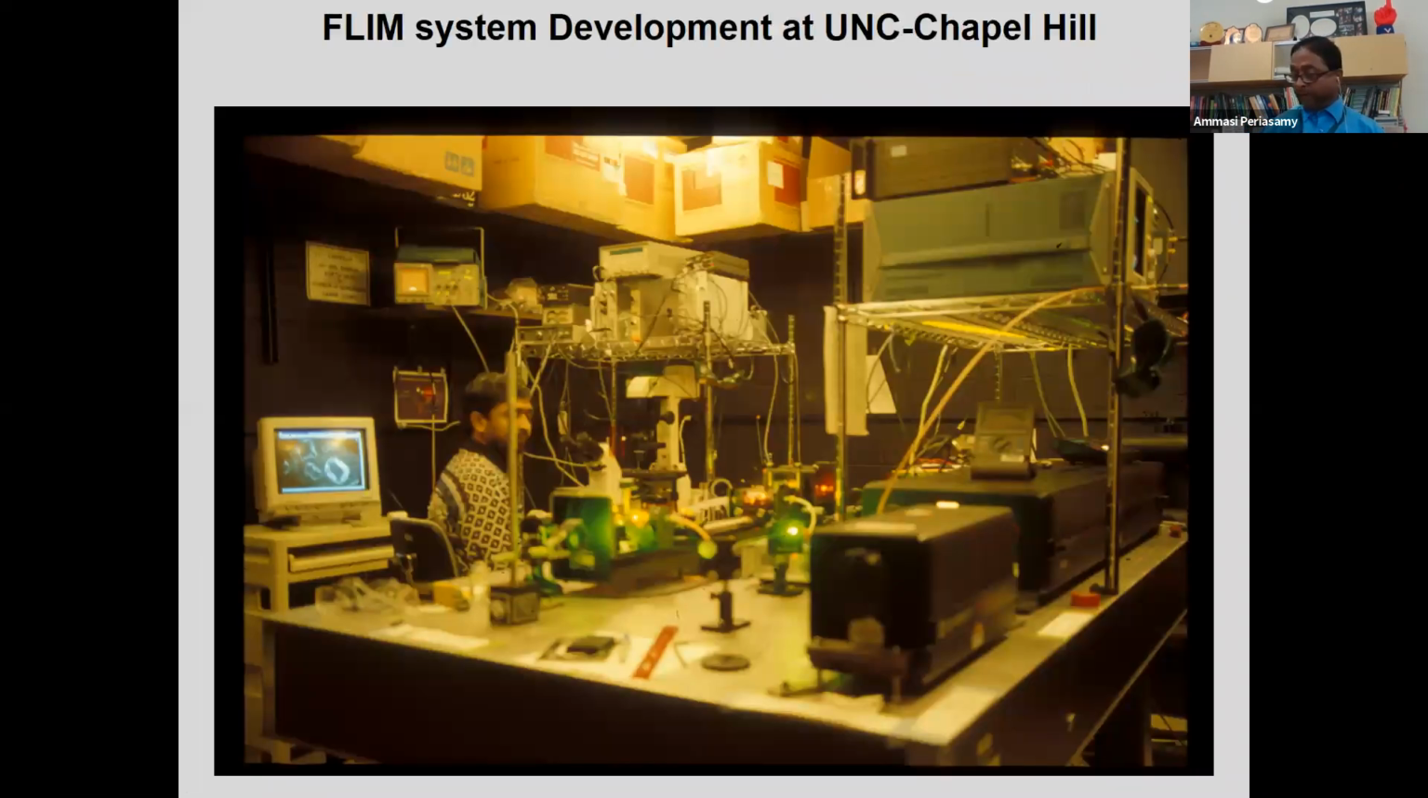Here it is. You can see all the electronics you have to put together if you know how to build the system. And with a high-end laser system, since you are measuring nanosecond lifetimes, you need a high-speed detector to do that.